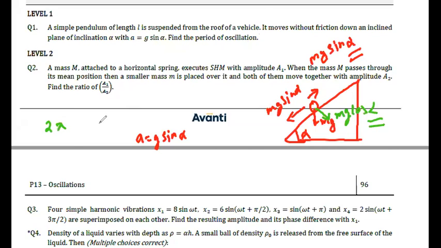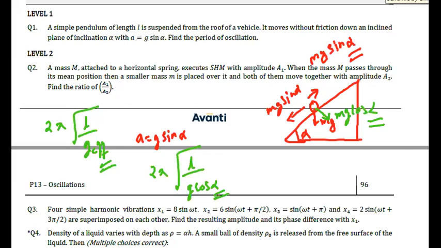Because we know that the formula for the pendulum is 2 pi root L by g effective. And here g effective is what? This g cos alpha. So that's the answer: 2 pi root L by g cos alpha. Clear, everyone?